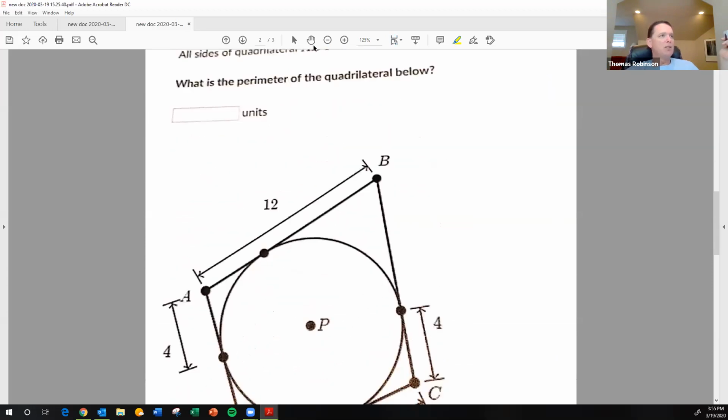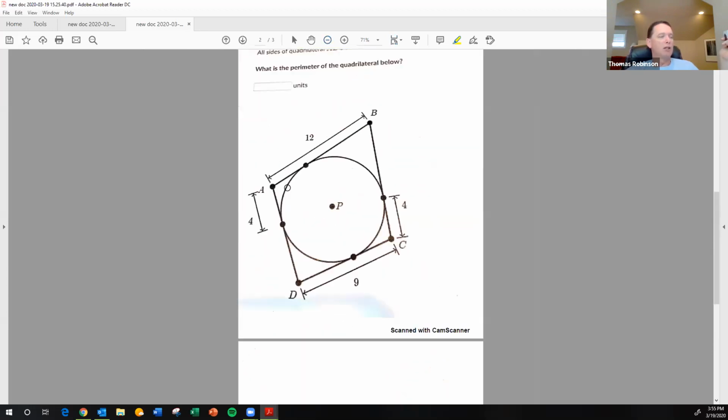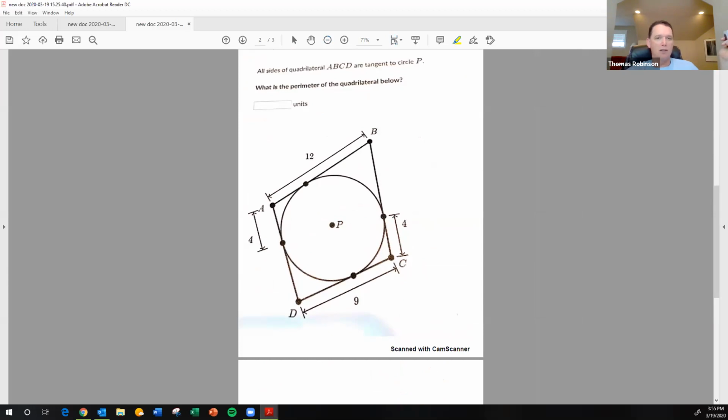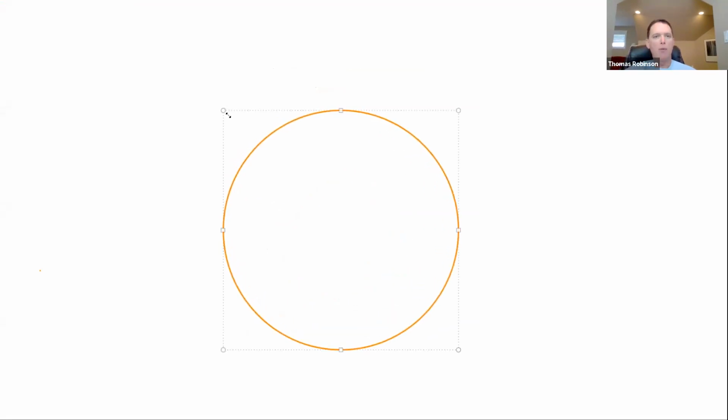All right, this is one that's a little bit better that I want to take a look at. I want to show you why this is what it is. So get to that problem in the notes, and I'm going to switch back to the whiteboard and see if we can figure this one out. So I'm going to draw a circle like this, and then we're going to have all these tangents.